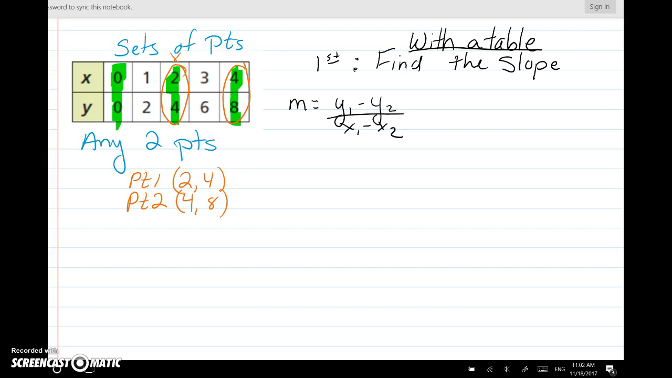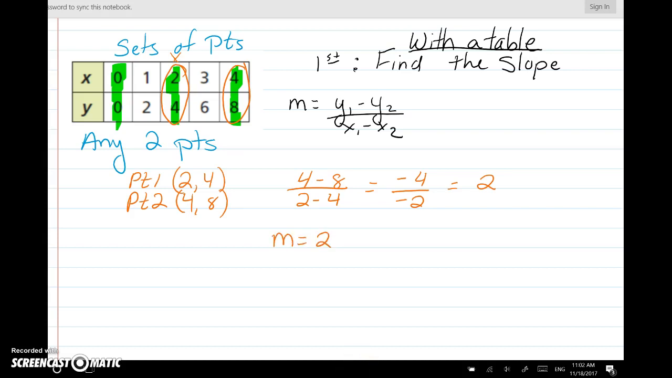And we're going to go ahead and find the slope. So we're going to do 4 minus 8 over 2 minus 4. That's going to be negative 4 over negative 2. Now this simplifies to positive 2. Negative 4 divided by negative 2 is 2. So my slope equals 2.